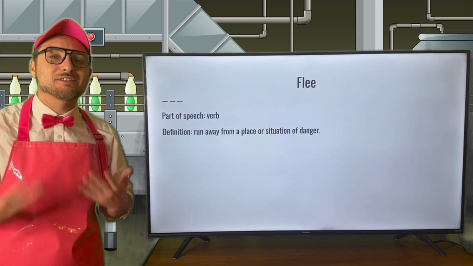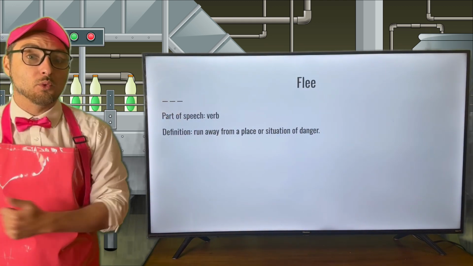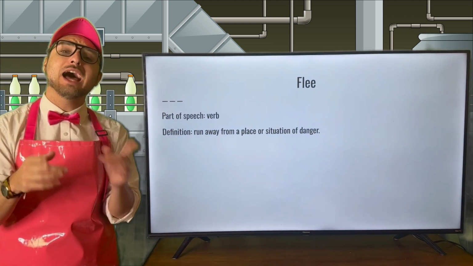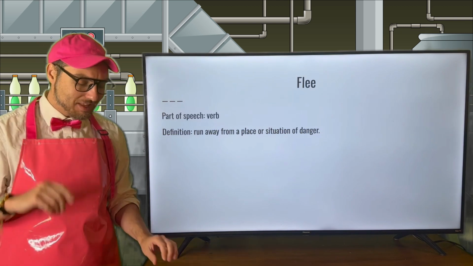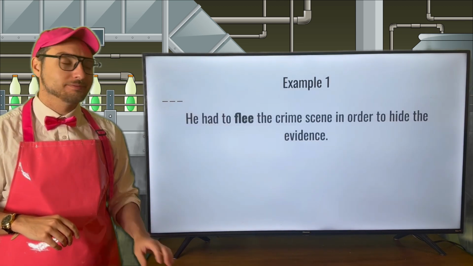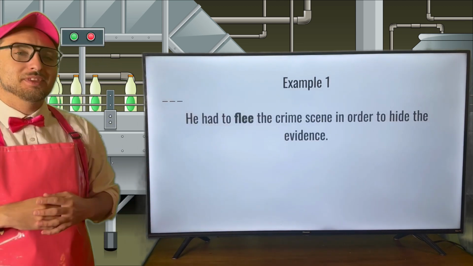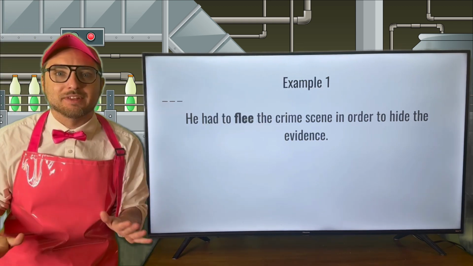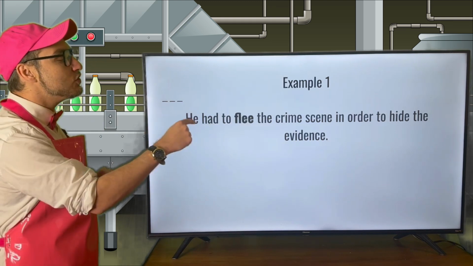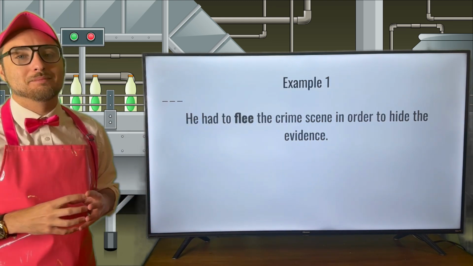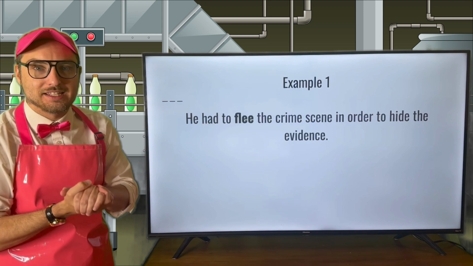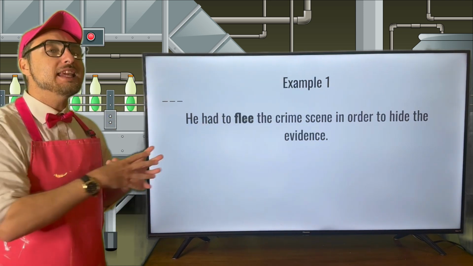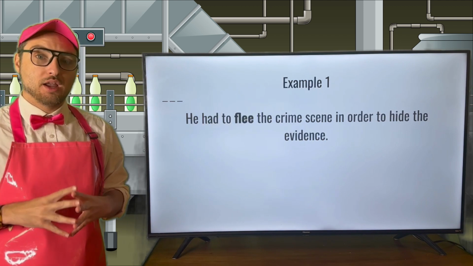So flee is a verb. It's something that you do. But Mr. Goodie Grammar, how do I use it in a sentence? Let me go ahead and show you. Example. He had to flee the crime scene in order to hide the evidence. So he had to run away from the crime scene to hide the evidence. So that's flee used as a verb.